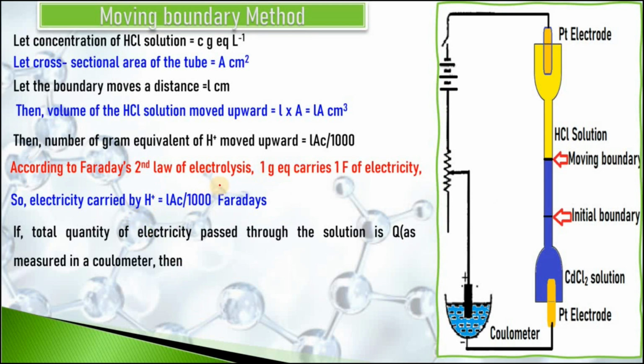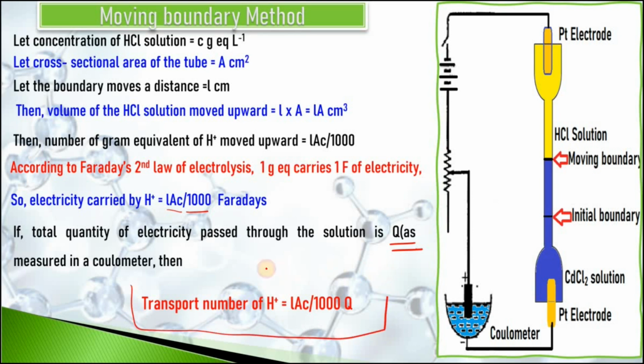It is equal to the electricity carried by hydrogen ion divided by the total quantity of electricity passed through the solution. So the transport number of hydrogen ion is equal to LAC upon 1000 upon the total quantity of electricity, that is Q, or the transport number of hydrogen ion is equal to LAC upon 1000 Q. So this was the mathematical concept of the moving boundary method.